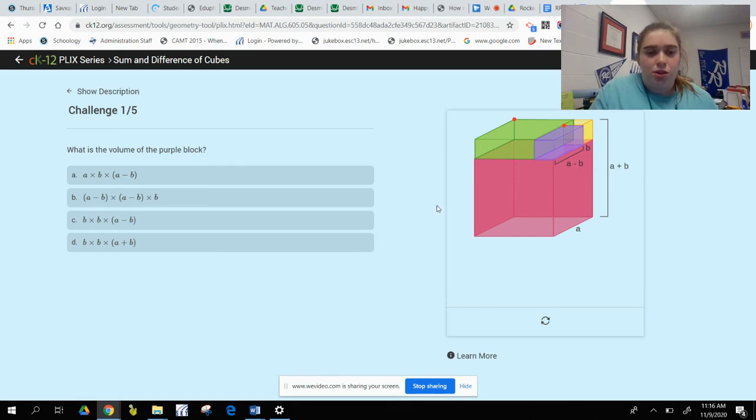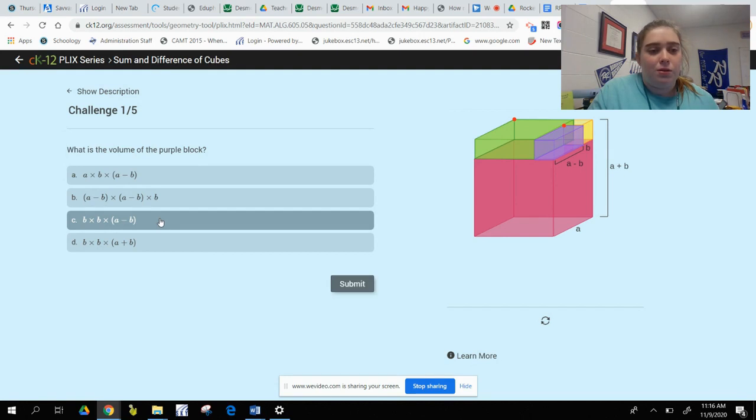So let's look at our answer choices. Which one has B twice and then also A minus B? And that's going to be C right here. So theoretically, if we had numbers to go in those variables, that would give us our actual volume. But since we don't, we're just multiplying those variables together. So B times B times A minus B is our volume for the purple block.